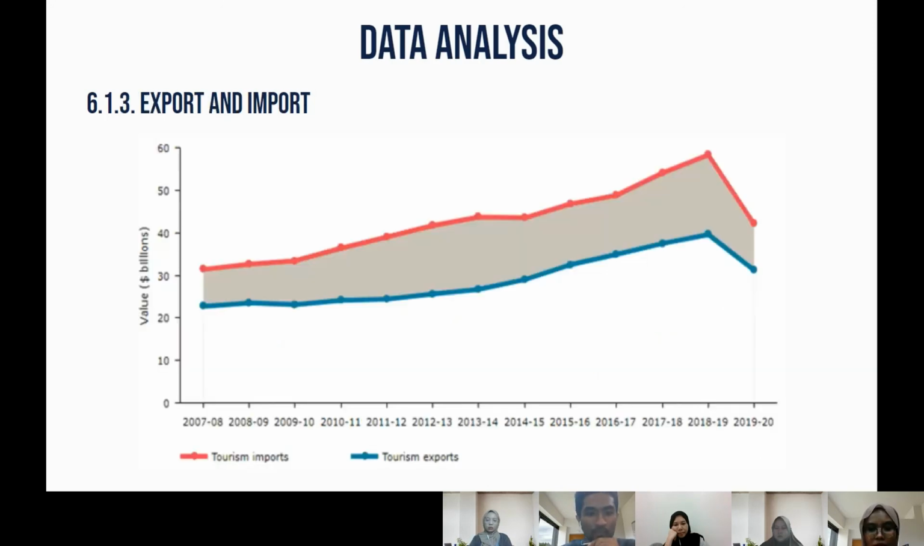Next. On the export and import, firstly, the import is based on the amount of money spent by Australians while traveling abroad, and export is based on the amount of money spent by international tourists on products and services. But because of COVID-19, the movement control order and the restrictions, the export and import of course declined, because there were no tourism activities. Next.